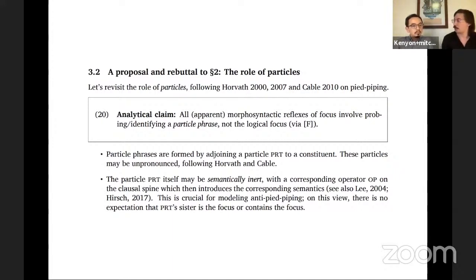These particles might be unpronounced, as would be in the Hungarian case, following Horvath and Cable. Furthermore, the particle itself might be semantically inert, with some corresponding operator adjoined in the clausal spine, which introduces the corresponding semantics. This ends up being kind of crucial for modeling anti-pied-piping, where, on this view, there's no expectation that the particle's host is the focus or even contains the focus. Go read that paper if you're interested in finding out more.